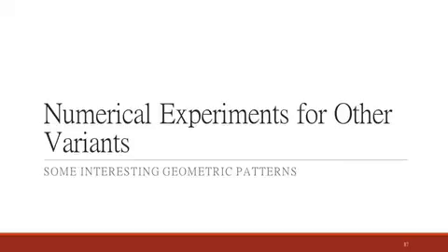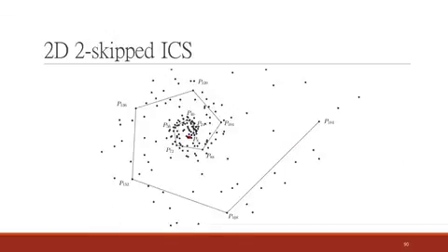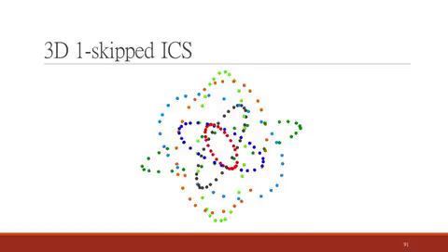And moving on to the numerical experiments for the other variants, we can't obtain significant results but interesting geometrical patterns. For example, in the 2D two-scripted ICS, those points seem to be collinear, while they are actually not. And sometimes, the 2D two-scripted ICS may also form a spiral. And moving on to the 3D one-scripted ICS, under certain initial conditions, the points may form particular patterns, in which different points are lying on different ellipses.